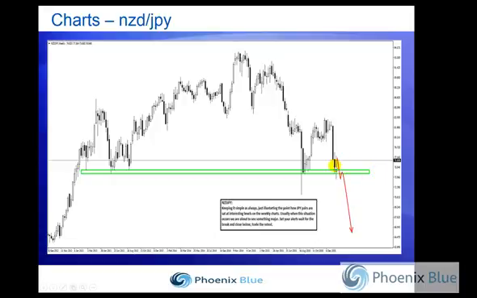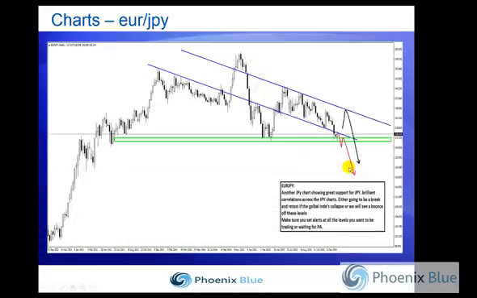This is our plan of action. We want to see a break and close below this low here, and then we'll look for a retest in and around this green zone here. So very simple. And then our next chart is Euro Yen.